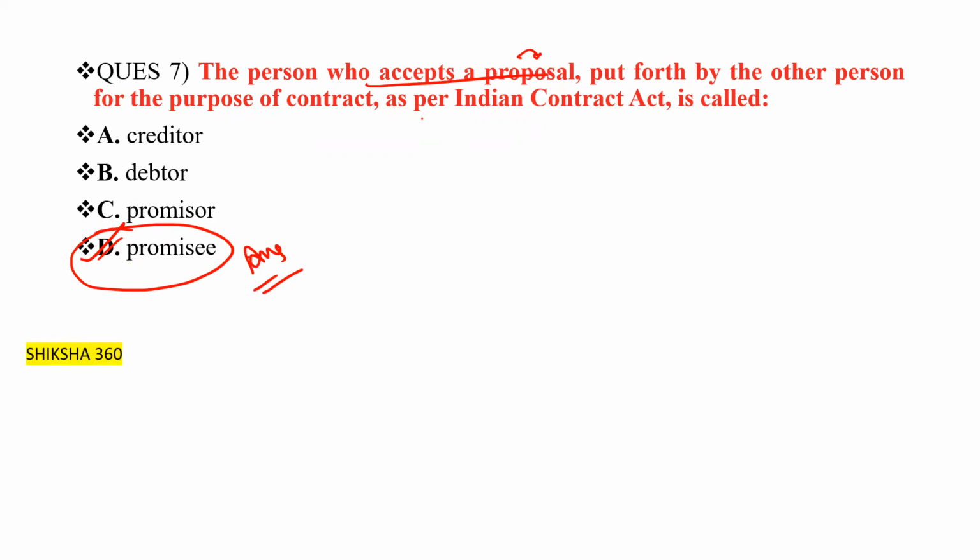The person who accepts the proposal is known as the promisee, and the person who makes the proposal is known as the promisor. Okay, now move to the next one.